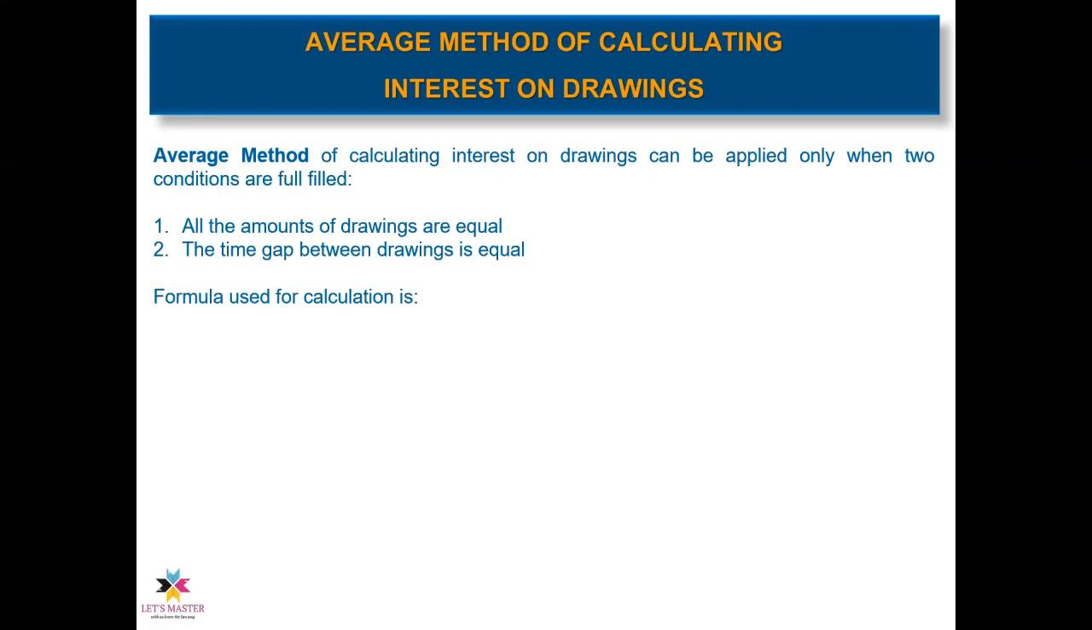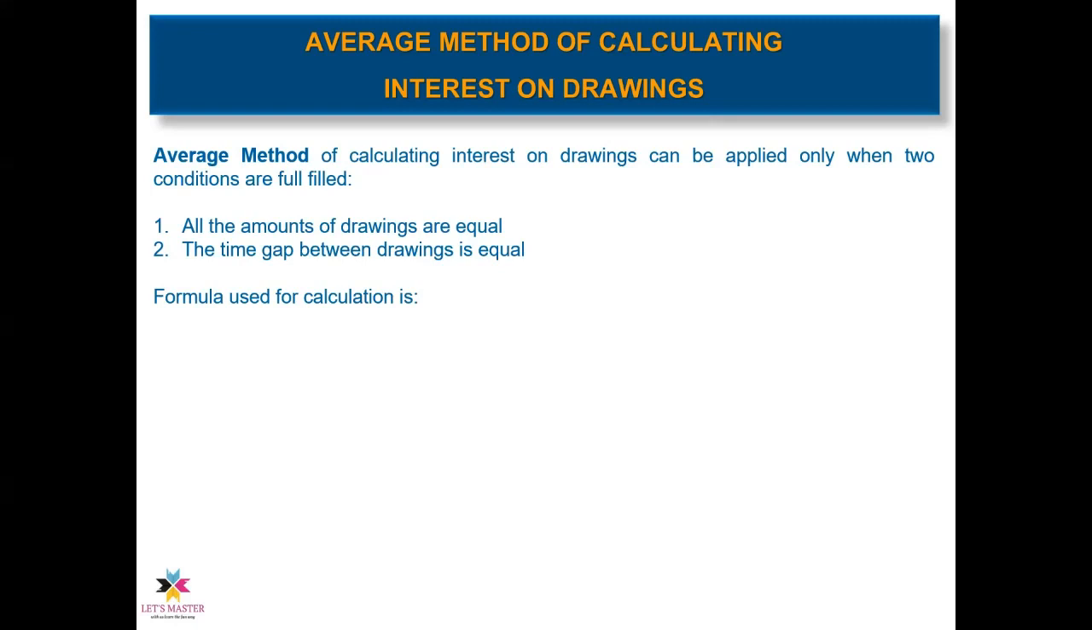In the previous example, we have seen sometimes it was withdrawn at the beginning of the month. Sometimes it was withdrawn at the end of the month. Sometimes the time difference between two drawings was 1 month. Sometimes it was 3 months, and so on. So if the two conditions are met, that is the amount of drawings are equal and the time gap between the drawings is equal, then only we can use the average method.